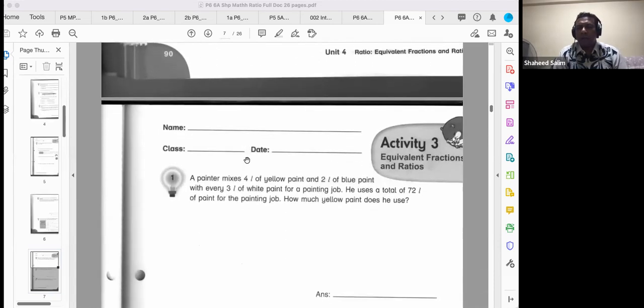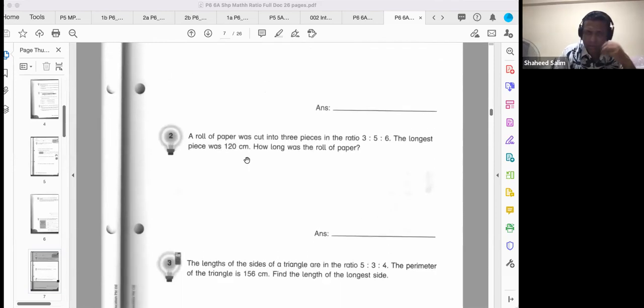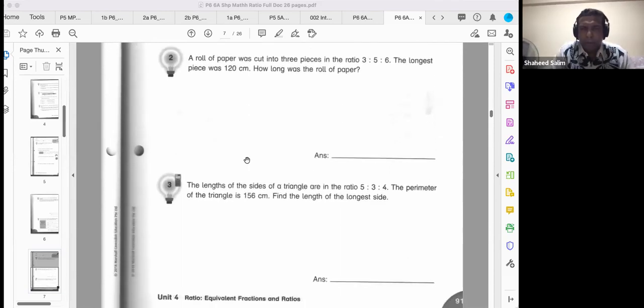Now they say equivalent fractions and ratio. Okay, let us choose question number 2, please. A roll of paper was cut into 3 pieces, 3, 5, 6. The longest piece is 120 cm. How long was the roll of paper? And go.